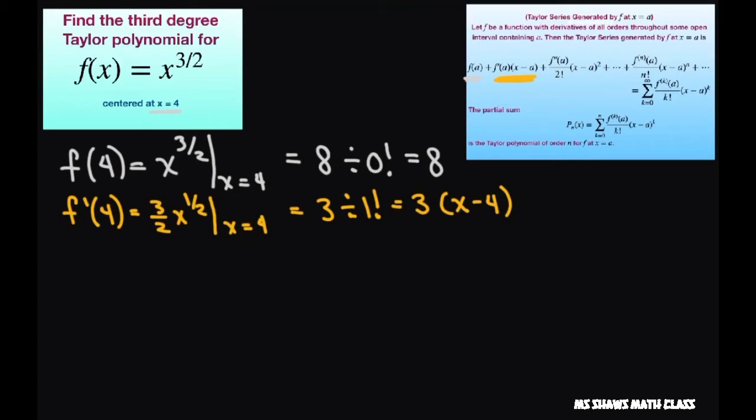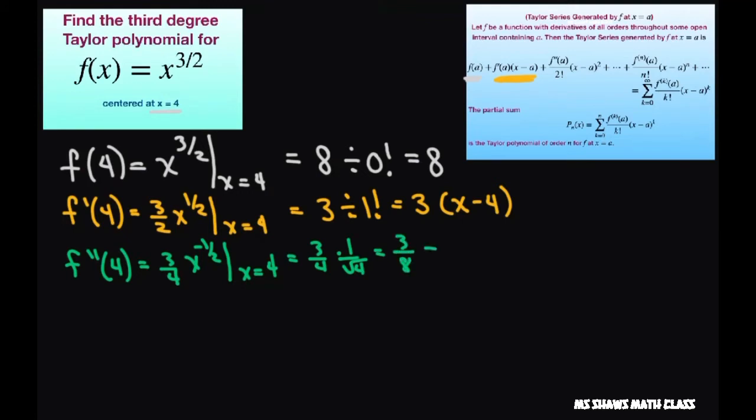And then for our second derivative, that's going to equal 3/4 times x to the power of negative 1/2. And at x equals 4, this is going to equal 3/4 times 1 divided by square root of 4, which equals 3/8. And then we're also dividing this by 2 factorial, and that equals 3/16. So we have 3/16, and then you're going to just multiply by x minus 4, and this is going to be squared.